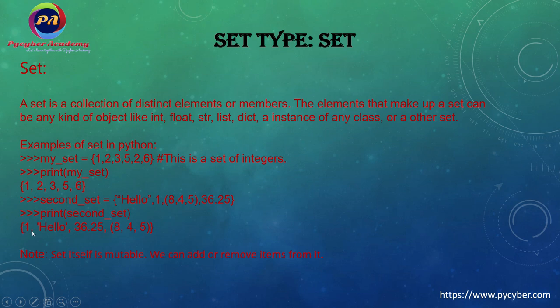When we print this, we get a set like this: 1, hello, 36.25, 8 4 5. So it's not an ordered sequence. As we saw, lists, tuples and strings are ordered sequences, but a set does not maintain the order. A set follows the mutable property, which means we can update the values of a set and we can add or remove items from it.